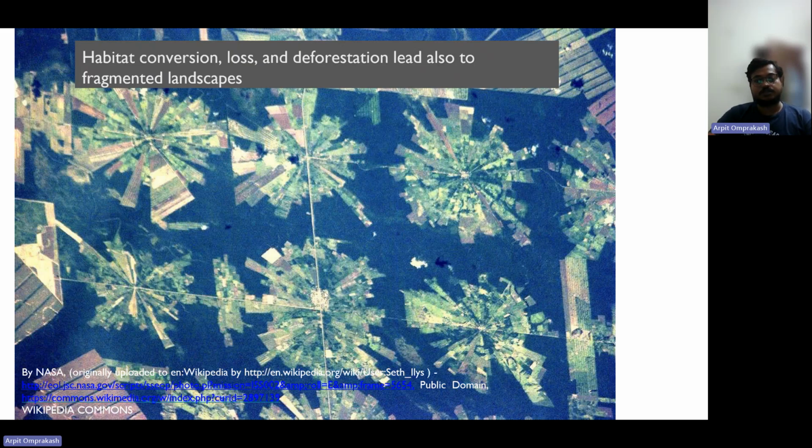For example, here you can see a photo of what is happening. All of this area was probably forest before, and now these patches are agricultural lands. The forests have been cut down to make agricultural lands, right? So this habitat destruction or conversion and deforestation is leading to a fragmented landscape. Now there might be an animal present in this area and it's not able to come here because there's no way for it, right?